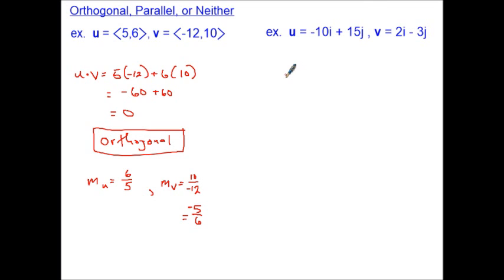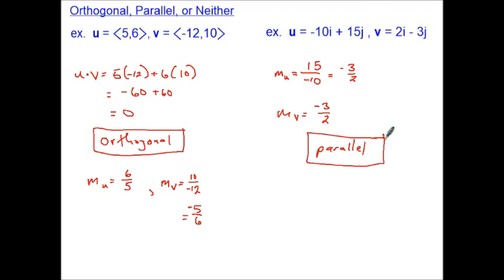Since it's not orthogonal, the dot product doesn't do me much good, so I'm going to go right into the slopes. The slope of u is 15 over 10, negative 10 actually, and then I'll reduce that into negative 3 over 2. And then my slope of v, this is my rise, negative 3, and the 2 is the run, so 2. And there you go, these are parallel. I'm skipping an example where you get neither, but basically, if you don't get one of these others, then it's neither. Hopefully that makes a little bit of sense.